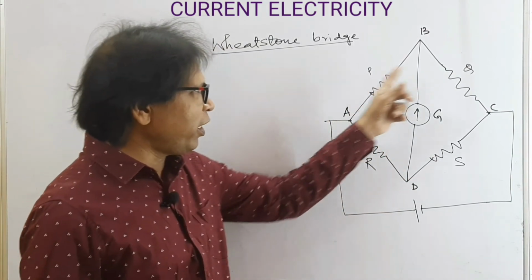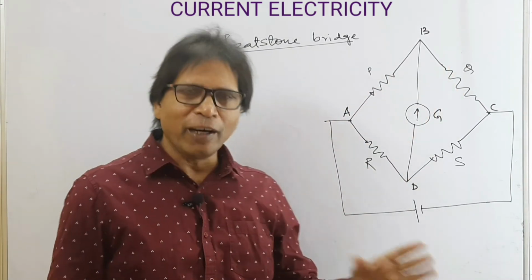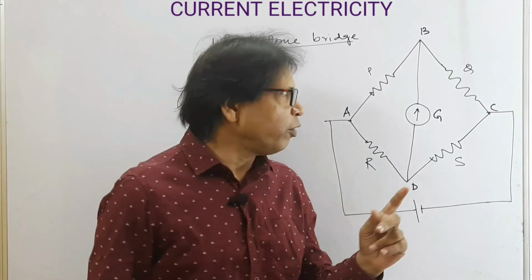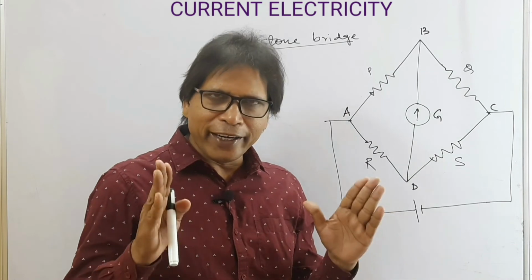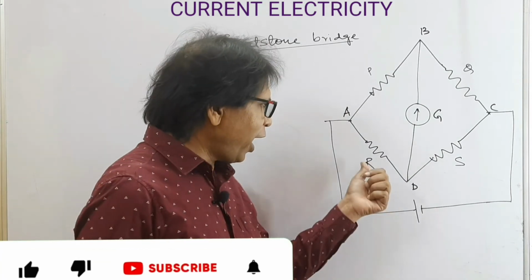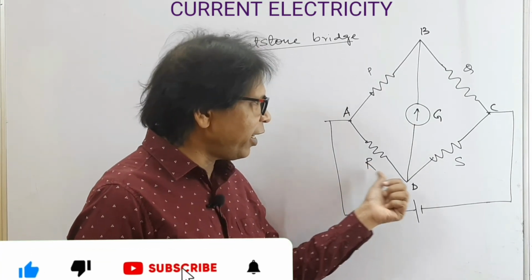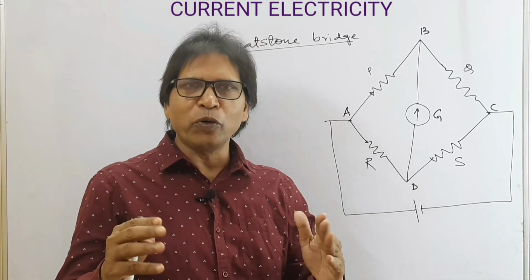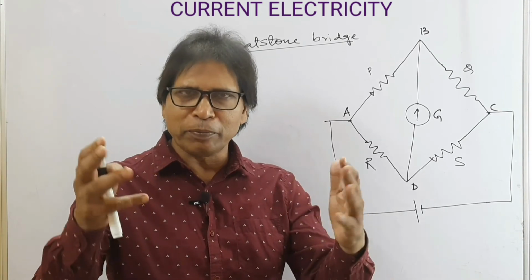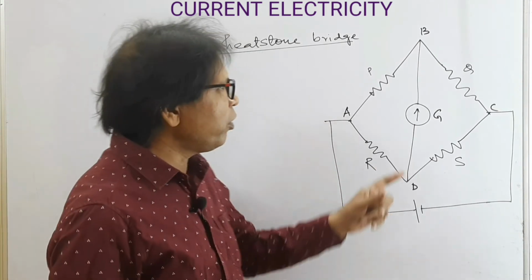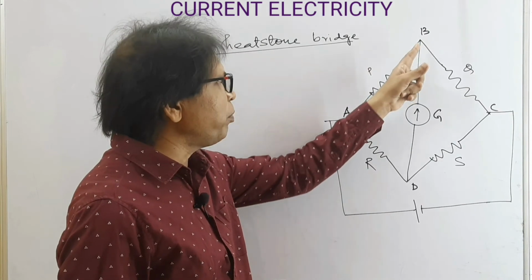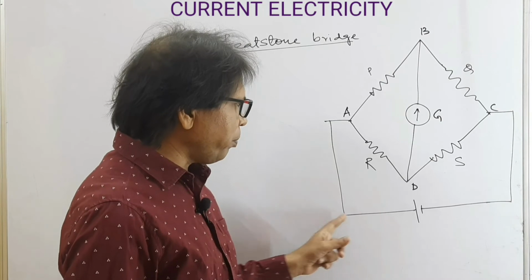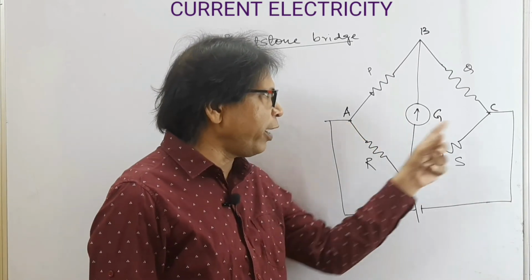Now look at this Wheatstone bridge. Look at this, P, Q, R, S be the 4 resistances of a Wheatstone bridge. Now P and Q are called the ratio resistances. R is a variable resistance and S is the unknown resistance to be measured with the help of the Wheatstone bridge principle. Now a galvanometer is connected between B and D, and a battery of EMF E is connected between the points A and C.